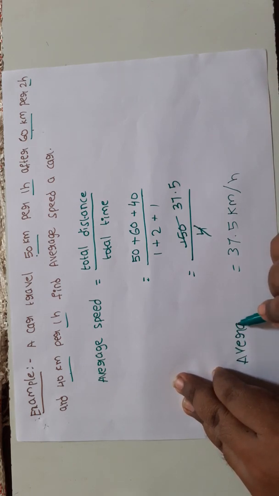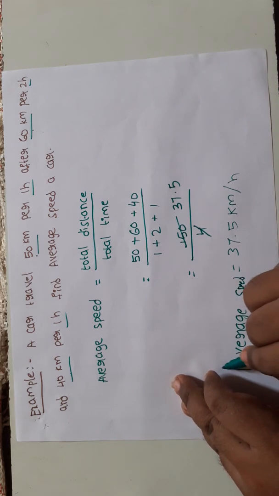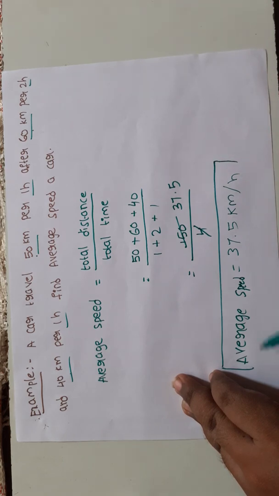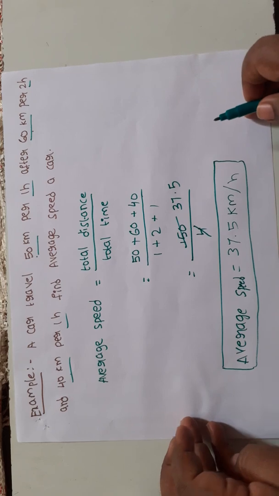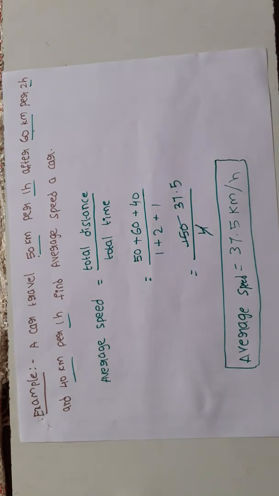So the average speed of the car is 37.5 kilometers per hour. What is the meaning of this value? The car travels 37.5 kilometers per hour. Okay, that is the average speed of a car.